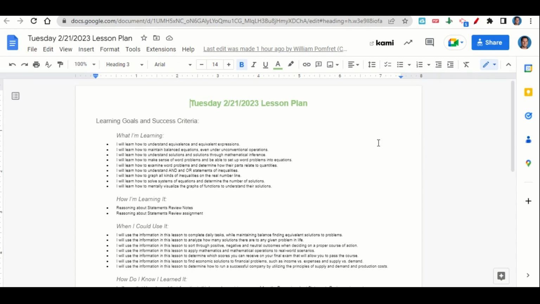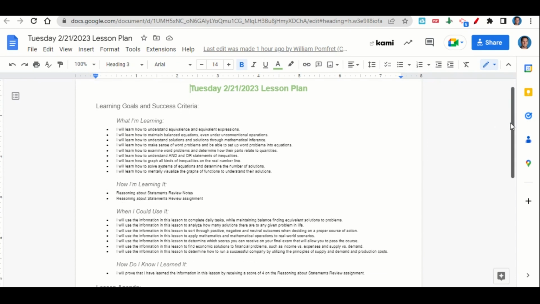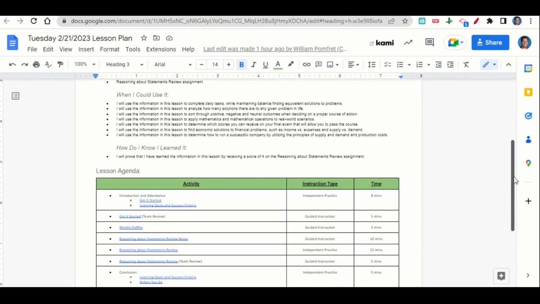action, to apply mathematics and mathematical operations to real-world scenarios, to determine which scores you can receive on your final exam that will allow you to pass the course, to find economic solutions to financial problems, such as income versus expenses and supply versus demand, and to determine how to run a successful company by utilizing the principles of supply and demand and production costs. How do you know you learned it? By getting a score of 4 on the reasoning about statements review assignment.